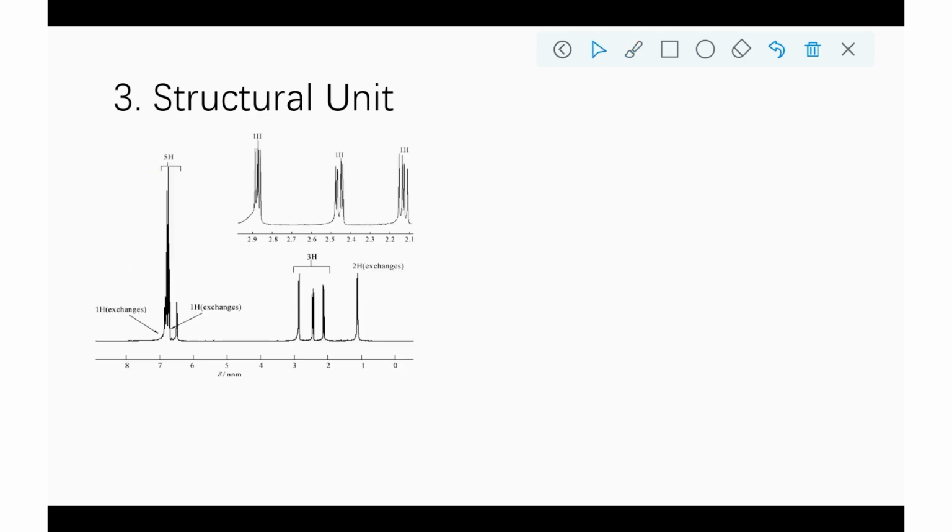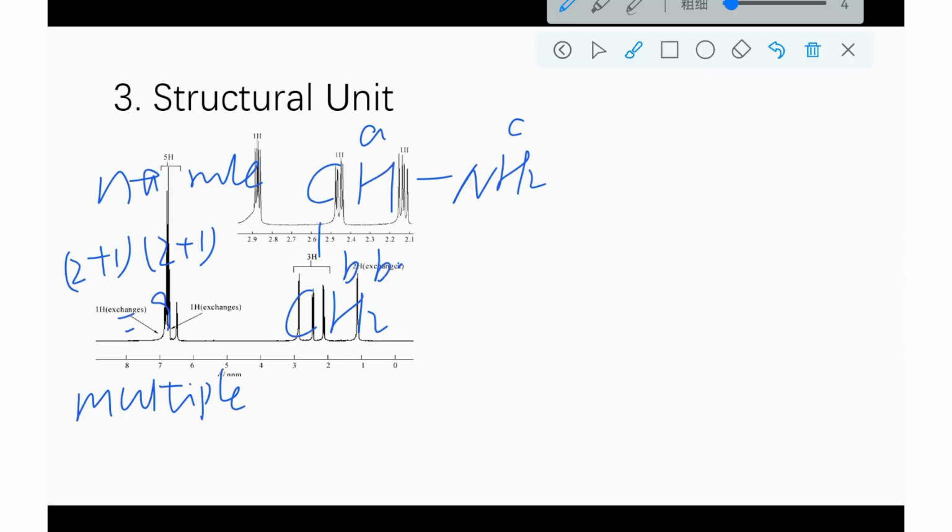And if you look at this graph, I'm going to say this one is hydrogen A, because the coupling constants are similar. Hydrogen B is 3 bonds away from hydrogen A, and hydrogen C is also 3 bonds away from hydrogen A. So the coupling constants are both J3, so they're similar.